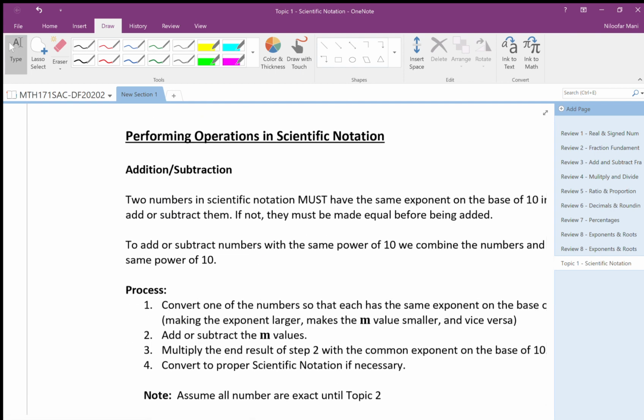Okay, so performing operations on scientific notation. Addition and subtraction. So what I want to do is addition and subtraction on numbers in scientific notation. I want to do multiplication and division afterwards. Multiplication and division is easier. However, in addition and subtraction, I have to do something. Okay, look at this.